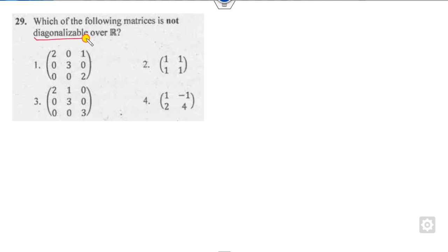Okay, which of the following is diagonalizable? So how can you check whether a matrix is diagonalizable? There are two rules. If the eigenvalues are distinct, it is diagonalizable, and if the eigenvalues are not distinct, then the algebraic multiplicity and geometric multiplicity must be the same.